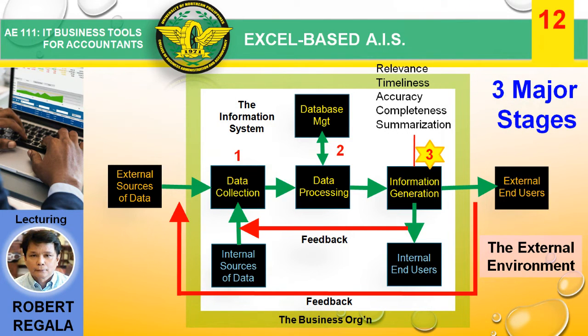The third stage in the basic information system model is information generation. This is the process of compiling, arranging, formatting, and presenting information to users. Information can be an operational document such as a sales order, a structured report, or a message on a computer screen. Regardless of physical form, useful information has the following characteristics: relevance, timeliness, accuracy, completeness, and summarization.